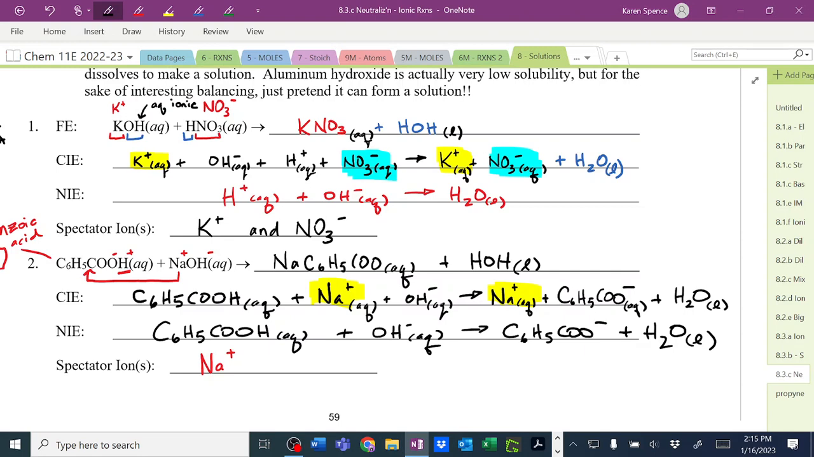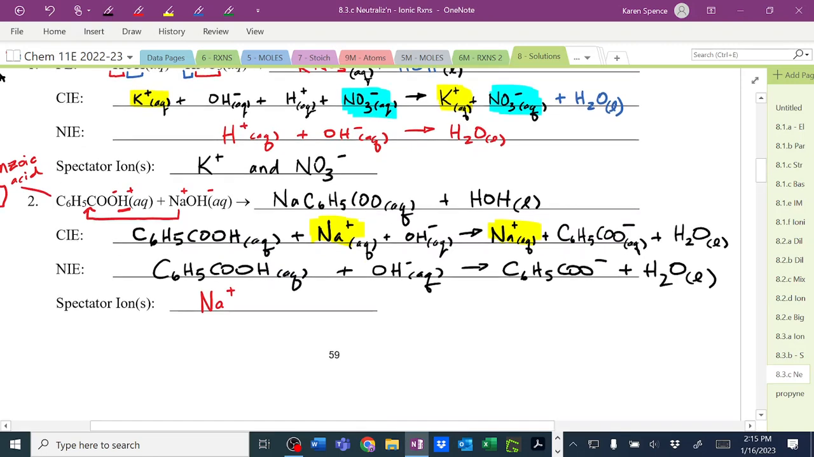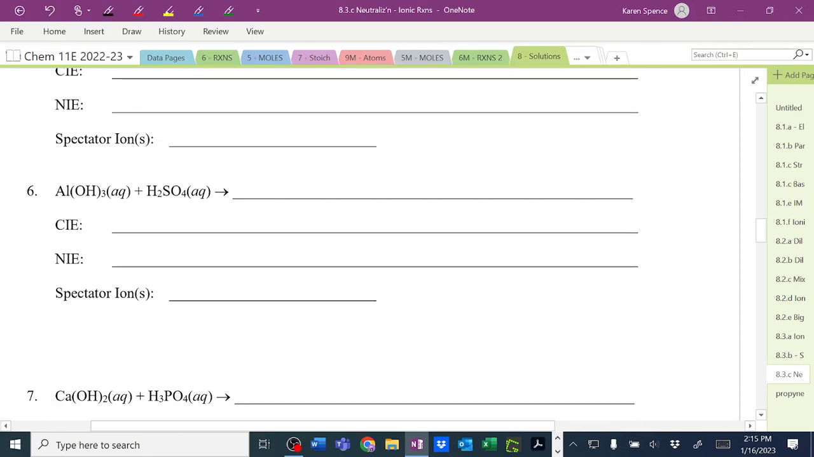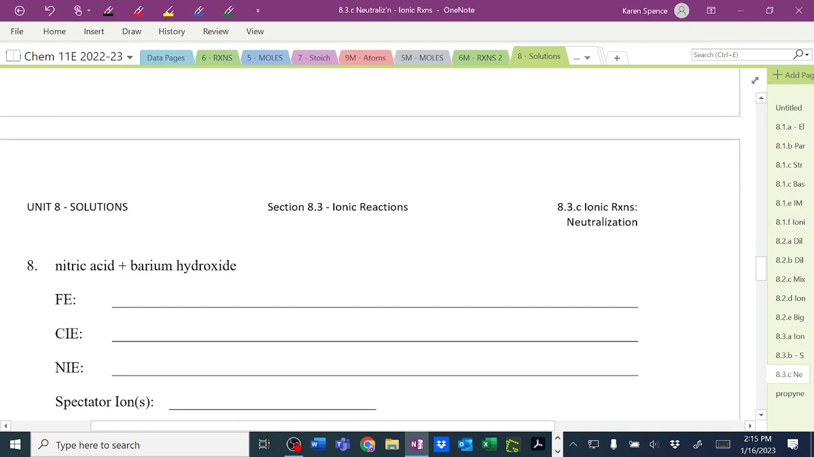Okay, and yes, I'm going to be putting things on here like aluminum hydroxide. Just assume it's soluble because otherwise there's no interesting balancing to do. Try the rest. You know, do a few more there.